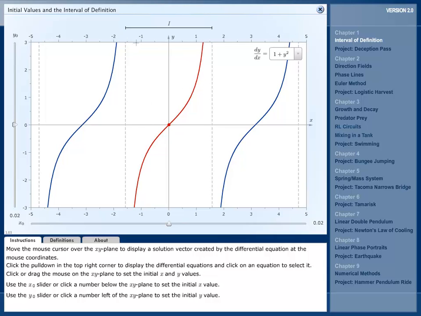Right? So your interval of definition in this case happens to be negative pi over 2 to positive pi over 2, where the dotted lines are, what range of x's over which your solution is defined. So the red curve solves the initial value problem.